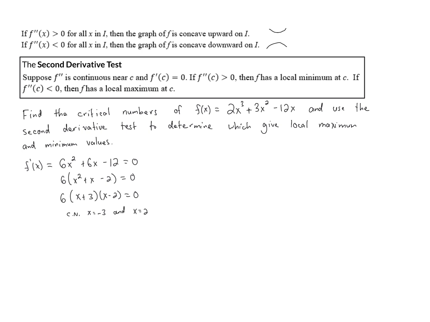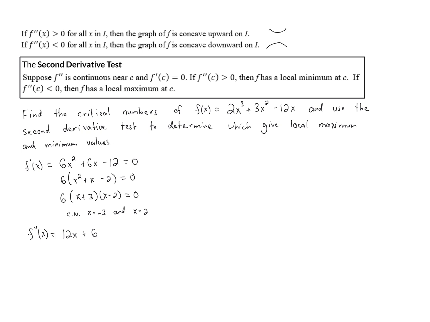And before, like I said, we would have to make a sign chart for the first derivative test, but we're using the second derivative test. So let's differentiate the first derivative to get our second derivative. The derivative of 6x squared is 12x, plus the derivative of 6x is 6, and the derivative of a constant term is 0.